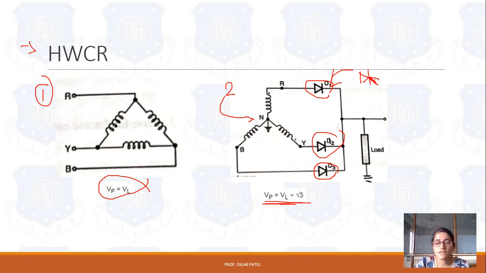We will discuss the three-phase rectification of HWCR in the next session. This is the HWCR with the uncontrolled rectification process. It is called an uncontrolled rectifier if diodes are connected, and here the load voltage is equal to the phase voltage if it is connected in delta connection, and the phase voltage is equal to the line voltage divided by √3 if it is connected in a star connection. So this is the uncontrolled half wave rectifier. In the next session we will discuss the control operation of this rectifier.